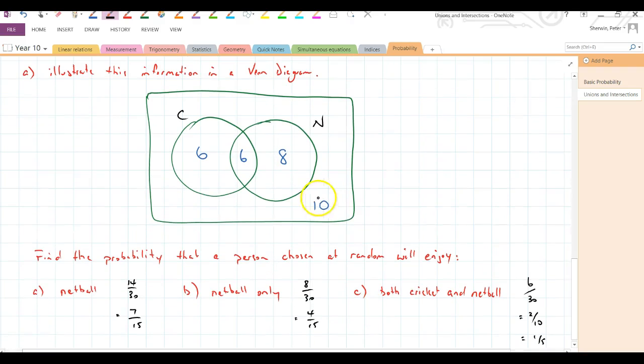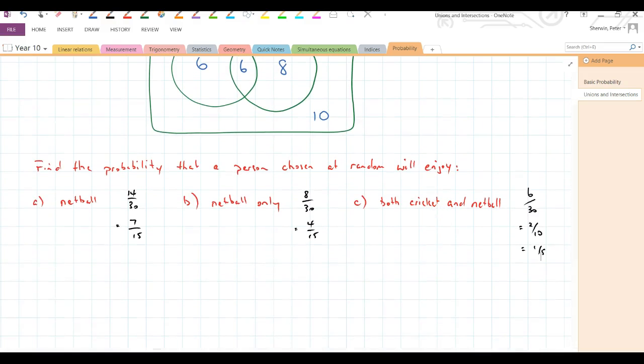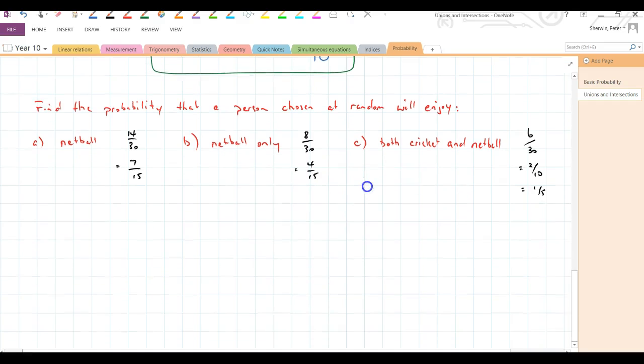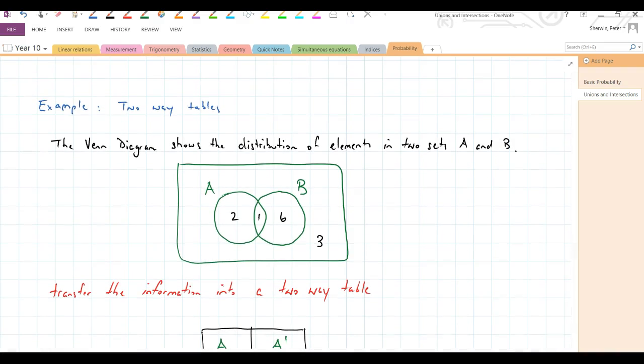Okay, neither cricket nor netball, 10 out of 30, 1 out of 3. Okay, we're going to look at some two-way tables now. So we'll get a diagram drawn up and start talking about that. So let's talk our way through some two-way tables now.